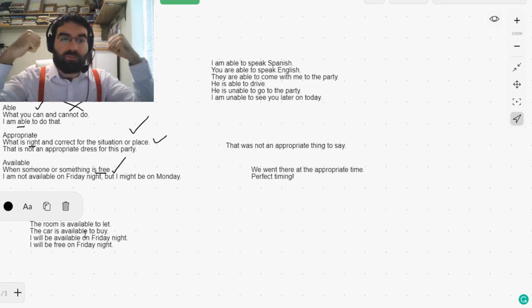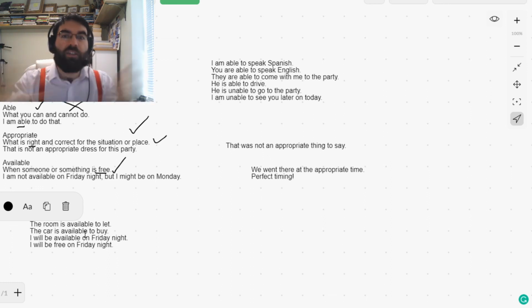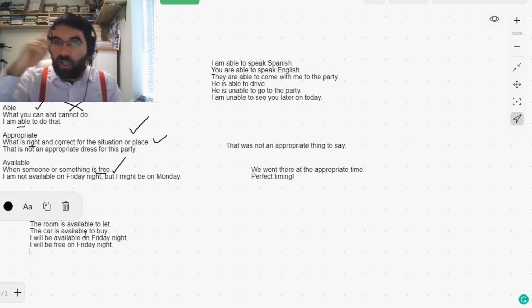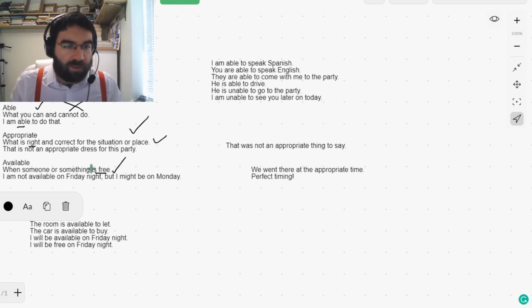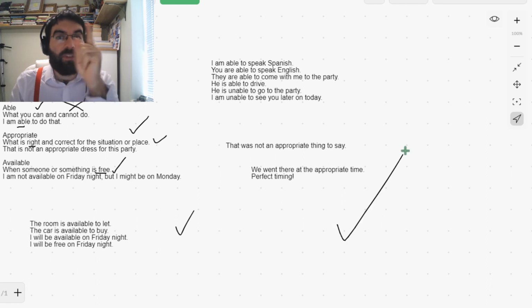So, able, appropriate, and available. Yes. How cool is that, language explorers? Let's keep exploring.